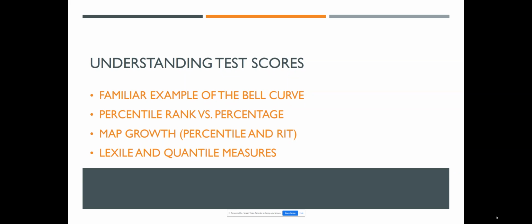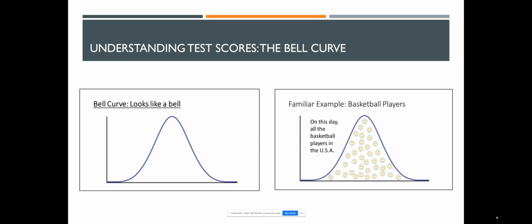So first, we want to spend some time on what the bell curve is, which will help us understand your child's percentile rank that will be coming home on their family report. Next, we're going to talk about MAP percentile ranks and RIT scores. Finally, I'll explain Lexile and Quantile scores and where you can go to find more information to support your child.